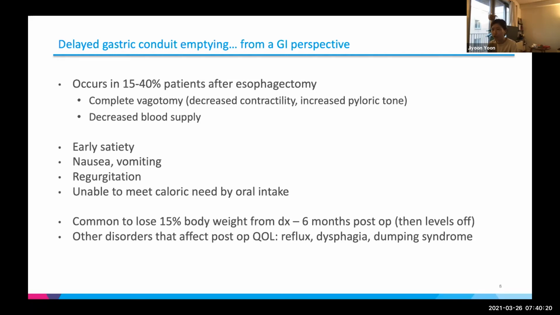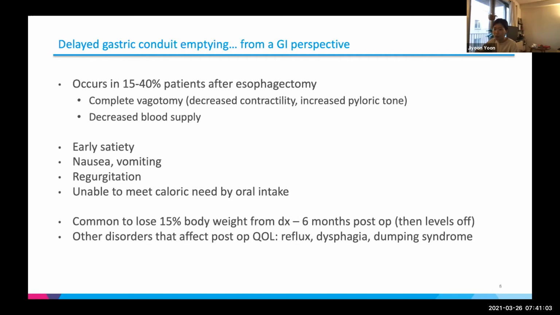There's a lot of literature about pyloroplasty procedures to reduce pyloric tone, whether that be a finger disruption of the pylorus or a pyloroplasty during the surgery. And it seems that performing these procedures helps reduce the incidence of delayed gastric emptying after surgery. There's also decreased blood supply, which reduces gastric motility. The symptoms are, as you might expect, early satiety, nausea, vomiting, a lot of regurgitation, and then the inability to meet caloric need by oral intake.